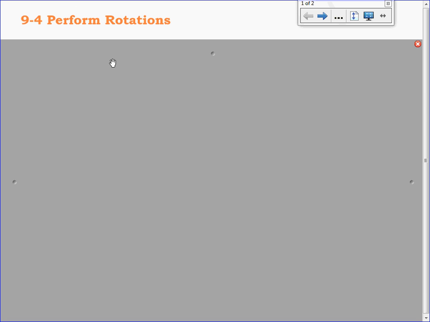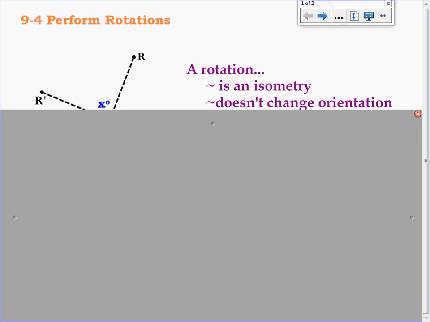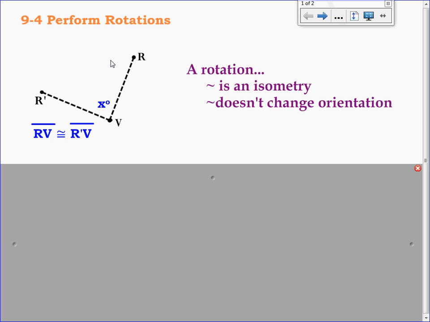Talking about rotations today. We've talked about sliding an object and also reflecting an object. So now we're going to look at rotating or turning an object. We are going to focus the majority of our time talking about rotating an object on a coordinate plane. That's what's going to be on the test.